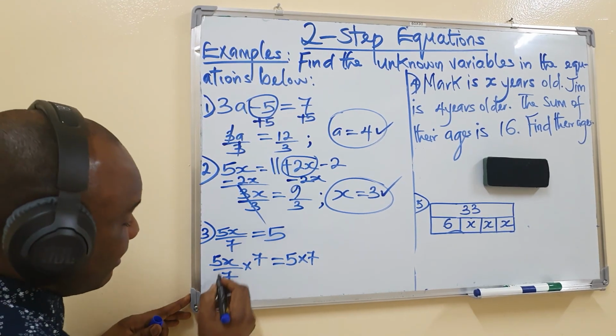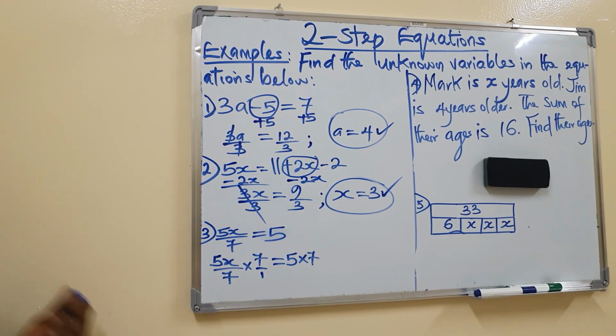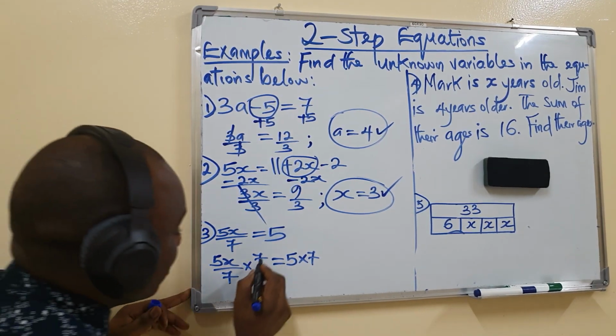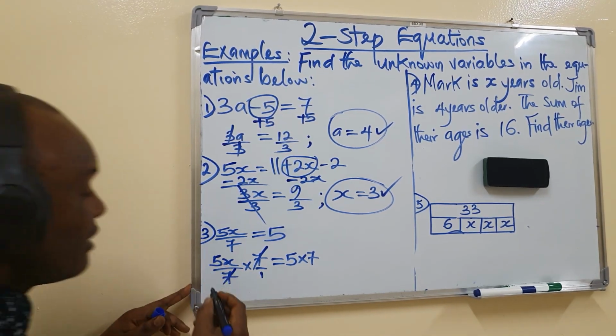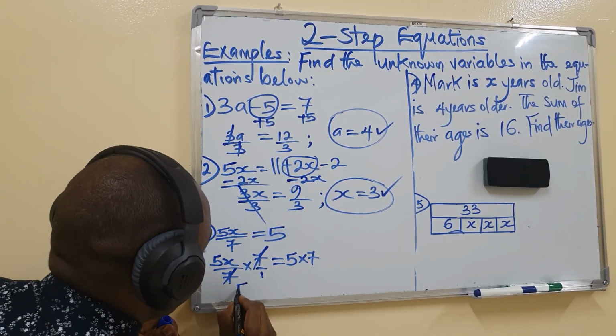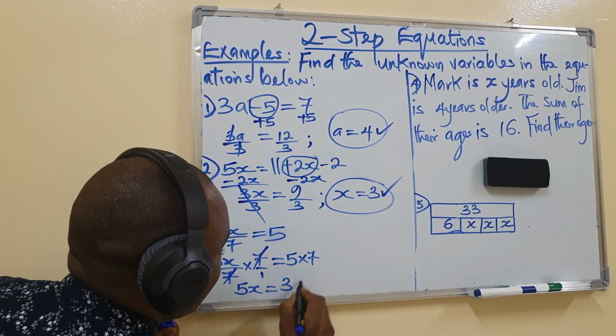Because this is a fraction, I'll just change this to 7 upon 1. Nothing has changed. 7 upon 1 remains 7. Therefore, the 7 on the numerator cancels out the 7 on the denominator. So on the left-hand side, I am left with 5x. And on the right-hand side, 5 times 7 is 35.